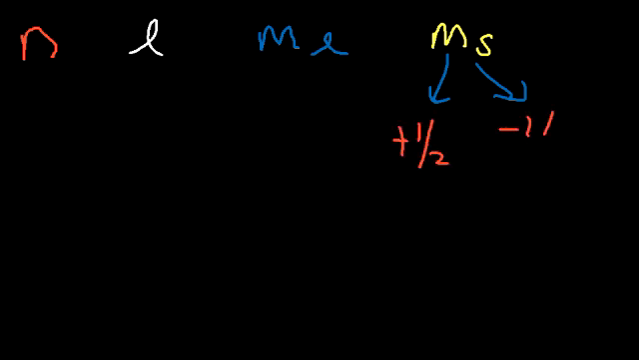sublevel. The next one is ML, the magnetic quantum number, and it designates the orbital within a sublevel. So those are like the boxes in the orbital diagram. And then finally you have MS, the electron spin, which can be one of 2 values. It can be +1/2 or -1/2. So if you have an up arrow, the electron spin is +1/2, and for a down arrow, it's negative half.